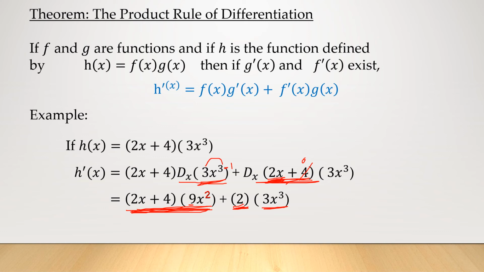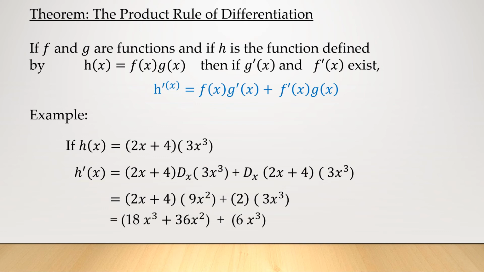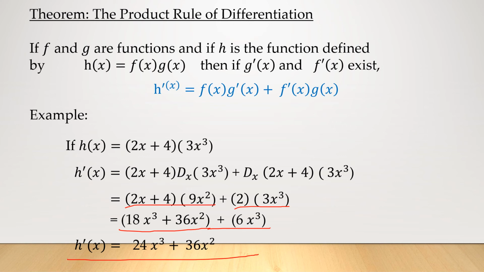Okay, then kukunin na natin ang kanilang mga products. So, the product of this one is this, 18x cubed plus 36x squared. And then the product of this one is 6x cubed. And then we are going to add. So, final answer is, the derivative of the function h is 24x cubed plus 36x squared.